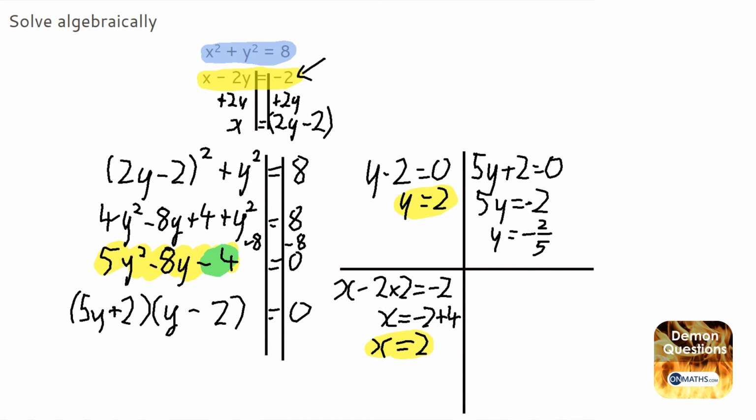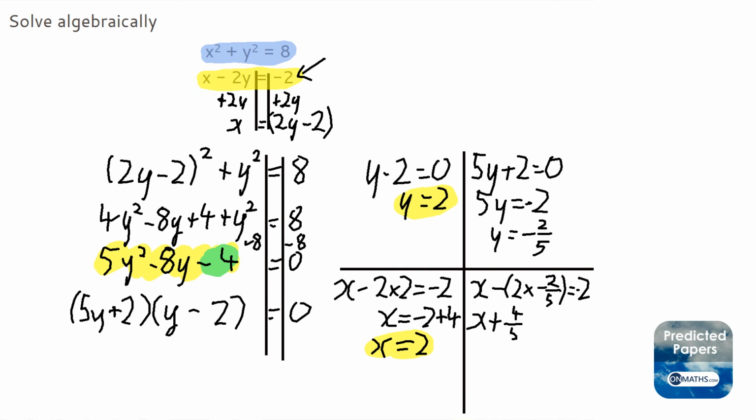Now this one's slightly harder, so I'm going to do the same again. I'm going to substitute it in. So it's x minus, and this time it's 2 times minus 2 over 5. I'm running out of space here, equals minus 2. So x minus, so that would be a plus 4 over 5 equals minus 2.